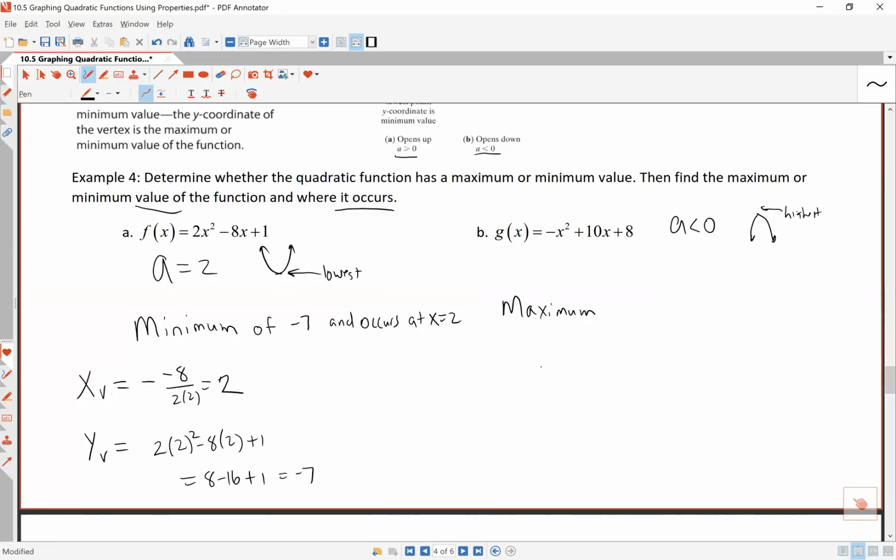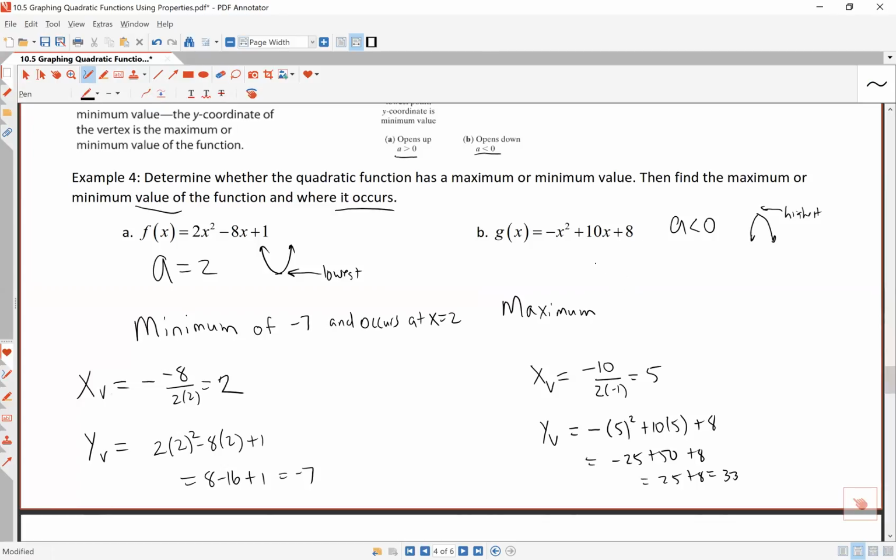Letter B, the maximum occurs at an x value of the vertex at negative b over 2 times a, which is 5. The actual maximum value is whatever the y value is at x equal to 5. Negative, or the opposite of 5 squared, plus 10 times 5 plus 8. This is negative 25 plus 50, which is 25 plus 8, which is 33. So we have a maximum of 33.